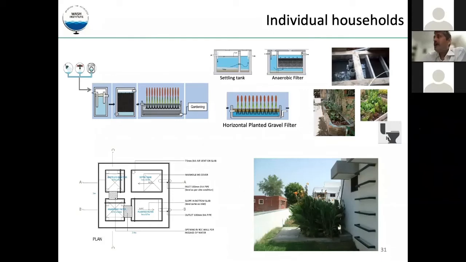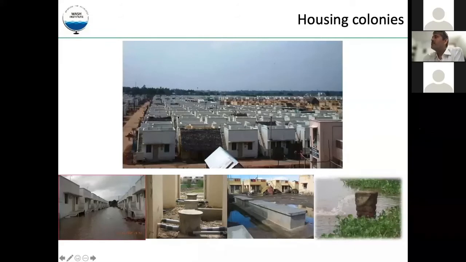It can be placed in the setback, or put on the roof. So it can also be planned for newly developing housing colonies, where, if you see in this case, the pipes have been put at the back side of the houses, not on the road. So this is what we call a simplified sewer system. This is one of the cases in Tamil Nadu.